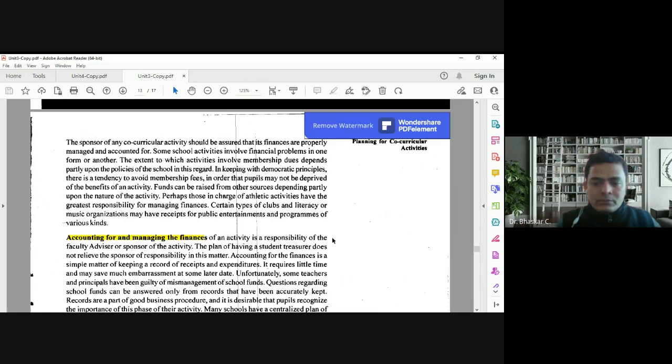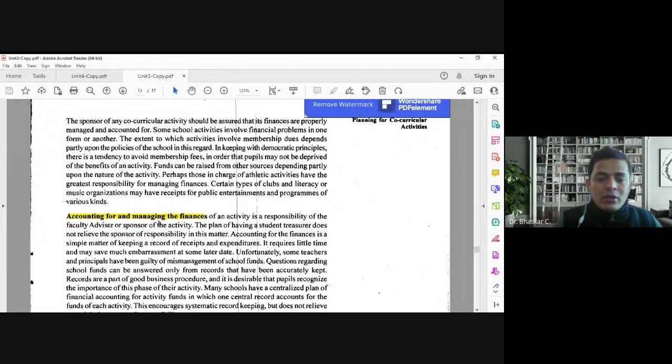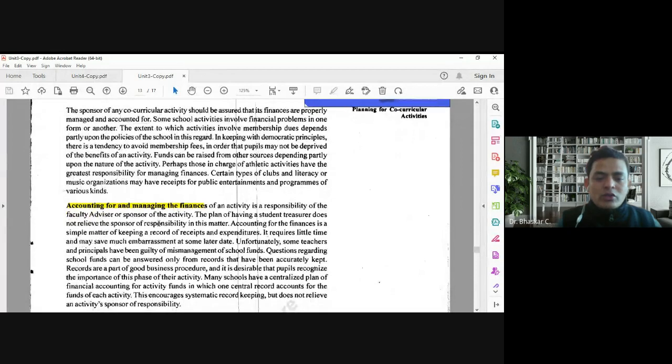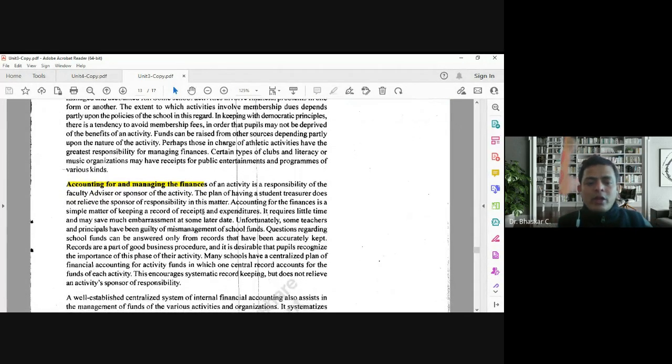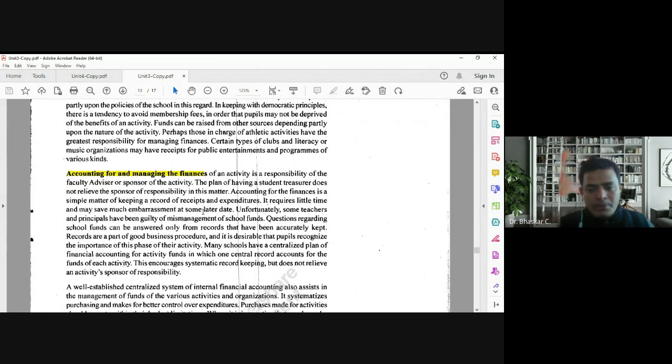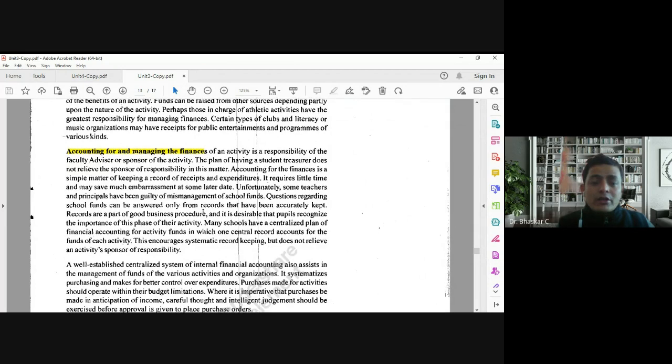Okay. Now, another important point is accounting for and managing the finances. This was the important point. For this, I would like to suggest that if you have a sponsor at a local level or maybe at a national level, then you can go for that.